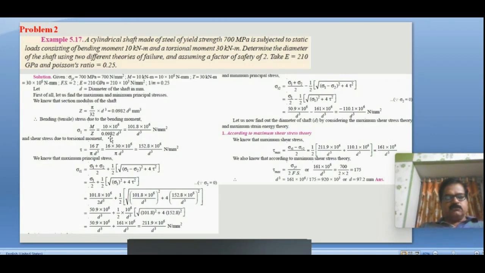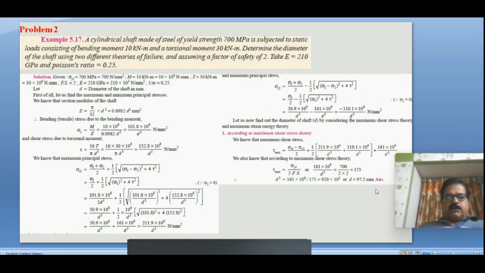When we substitute these two, there is only one stress, that is a single directional normal stress, sigma 1, and there is a shear. So again, the principal stress expression will be condensed to sigma 1 by 2 plus half into square root of sigma 1 square plus 4 tau square. After substituting these normal and shear stresses, we got the diameter of the member as 97.2.